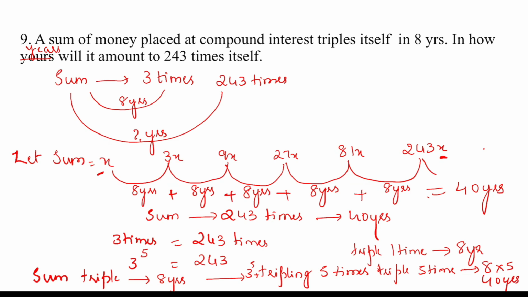See here, 3 raised to 5 is 243, means to triple one time it will take 8 years. So 3 raised to 5 means 5 times it has to triple. So to triple 5 times it will take how many years? 8 into 5, which is equal to 40 years. Okay, so we'll see the next one.